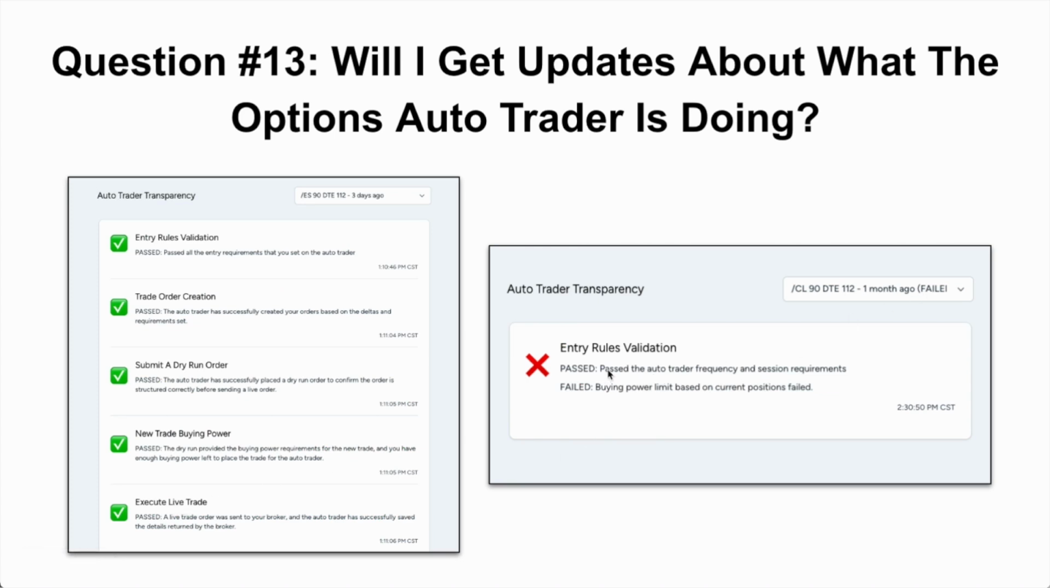Or, if it fails, it's going to fail and then tell you why it failed, because the buying power limit based on the current position failed. So guys, you can see exactly why, and you get emails about all of this. So you stay up to date in real time about what's happening with your account and how to fix an auto trader if you're getting stuck.